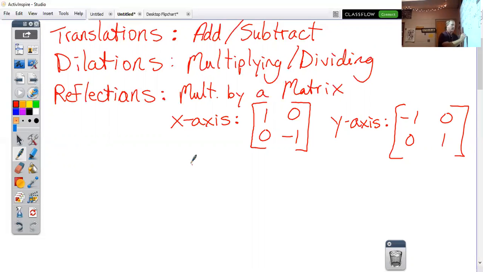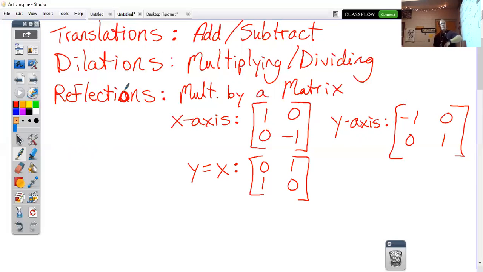Okay? And then the other line is the y equals x line. So everybody know what line that is? That's the diagonal line that goes right through the origin, right? Okay? For that one, it's 0, 1, 1, 0. Okay? And again, like I said, you're just multiplying by that matrix. Okay?